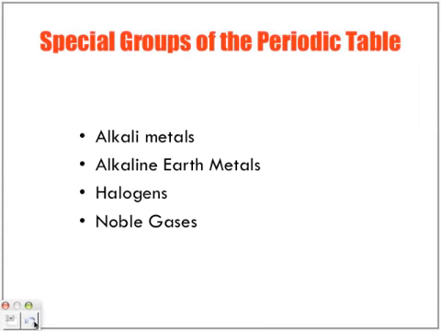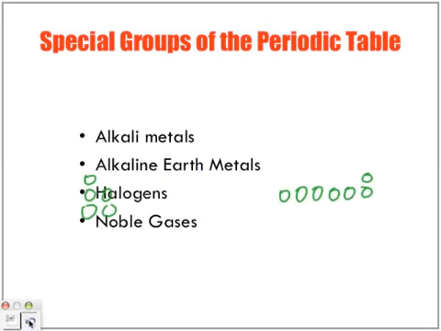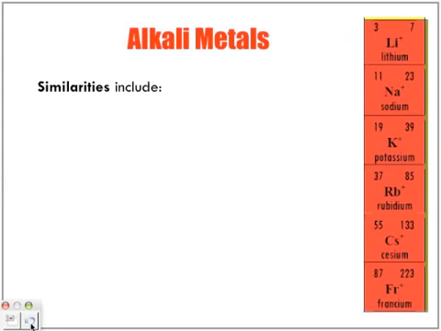Special groups of the periodic table. Alkali metals, alkaline earth metals, halogens, and noble gases. So, group 1, group 2, group 17, and sometimes we might refer to it as group 7, as we're going to see. And the noble gases are group 18, and sometimes we'll refer to them as group 8. And this hint will help us later on when we're drawing actual atoms. So let's look at each one of these chemical families, starting with the alkali metals.